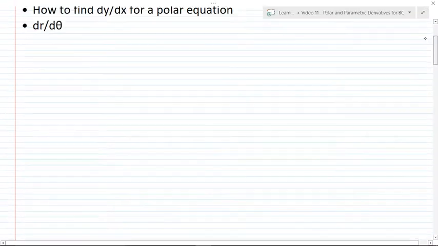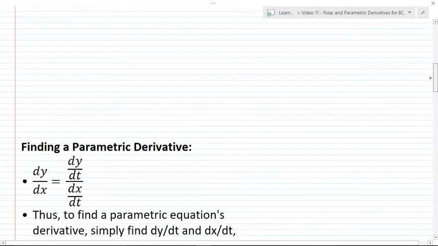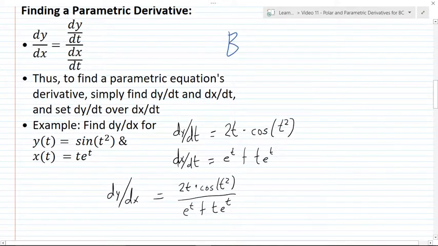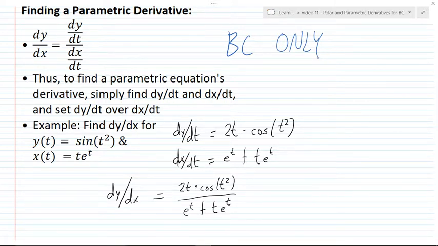So that was that video. And then this stuff, important note, BC only. Alright, so as I go over this, this video was for BC only. And I talked about parametric derivatives and polar derivatives.